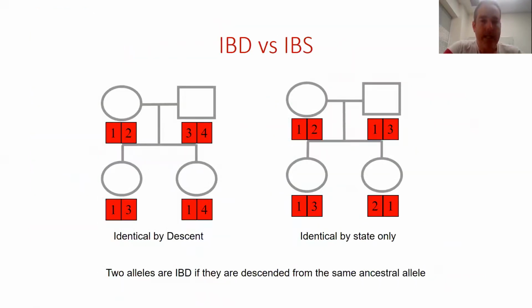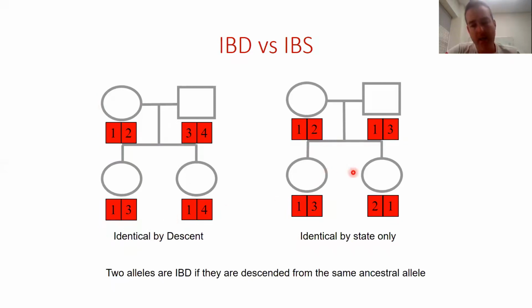So I'll just quickly review the concept of identity by descent and identity by state, just to make sure that everyone's on the same page. With identity by descent, we basically say two alleles are IBD, identical by descent, if they are descended from the same ancestral allele. In the pedigree on the left, you can see that the one allele has come from the common ancestor, the mother here. And so we say that the one allele is identical by descent and identical by state.